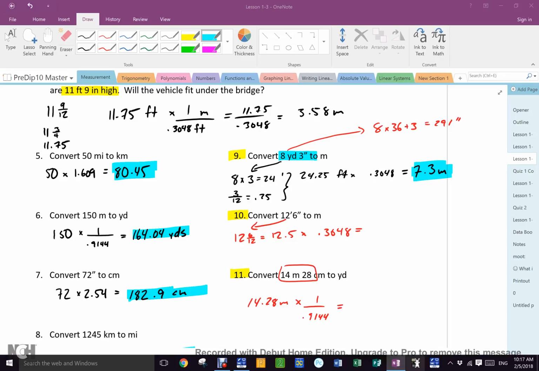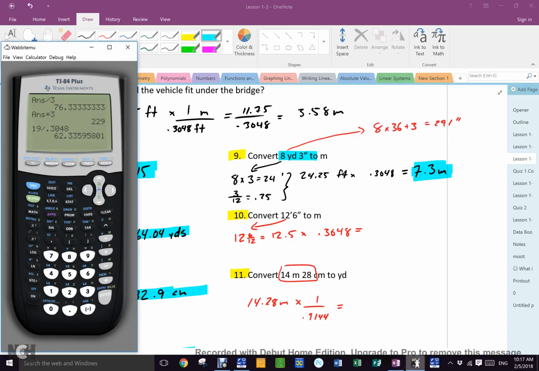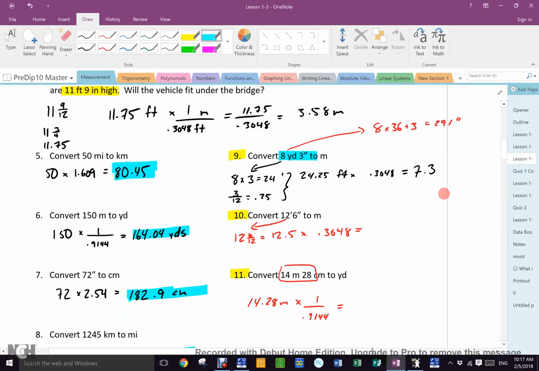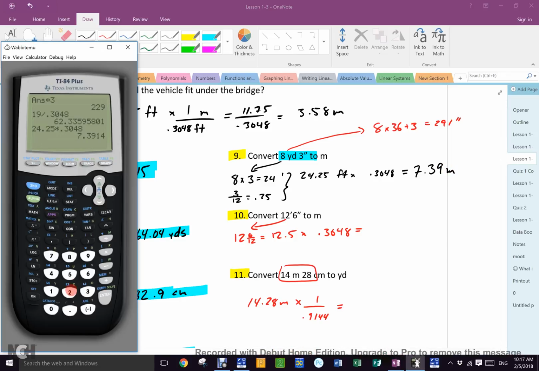I don't mind doing it once in a while. So if you did my way, 24.25. Everyone sees why that's 24.25 feet, right? 24.25 times 0.3048, 7.39. So we should have 7.39 meters. And then the other option would have been what Luke did, 291 inches.